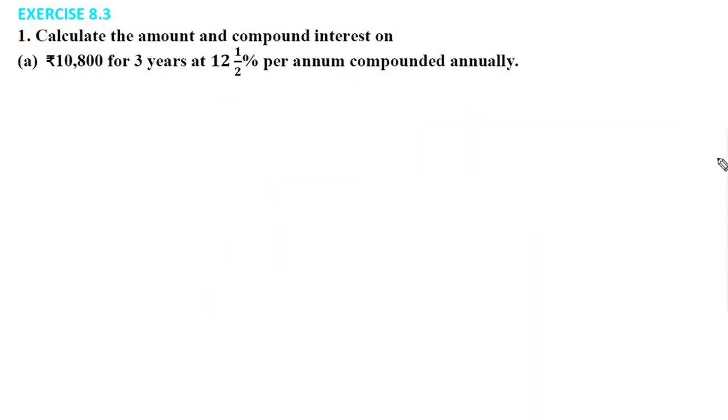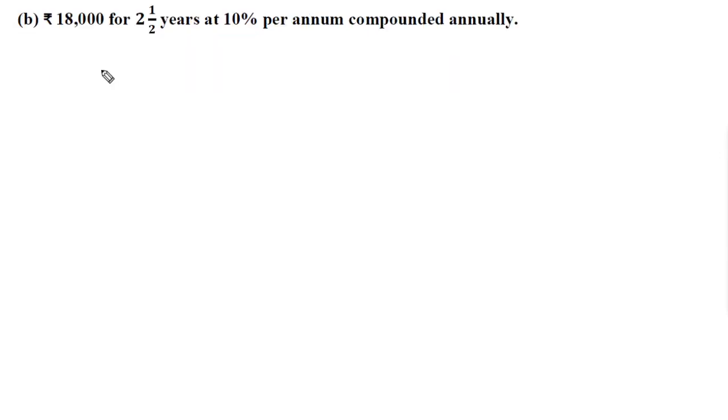We will move to B. So now we will start B. Here rupees 18,000 for 2 whole 1 by 2 years at 10% per annum compounded annually. Same here also we have to find the compound interest and the amount. So what are given here? Here you have principal. Principal is equal to 18,000.